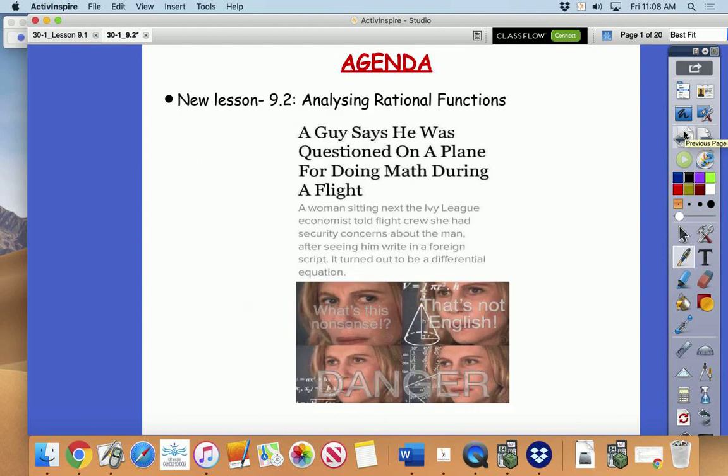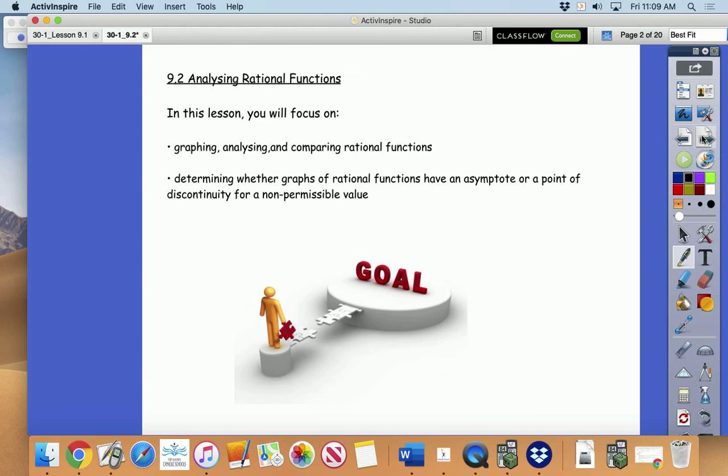I just want to show you this meme first. A guy says he was questioned on a plane for doing math during a flight. The woman thought he was doing some crazy stuff, and he was writing in a foreign language and script she didn't understand. So she got really scared and told the flight crew she had security concerns. When he was questioned, he was just showing that it was a differential equation, which is math.